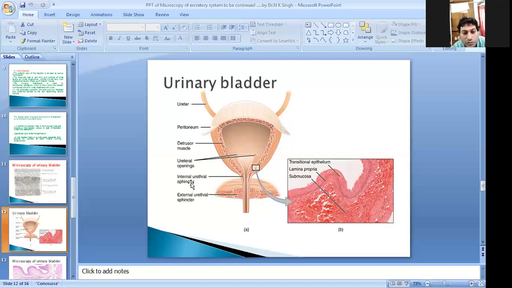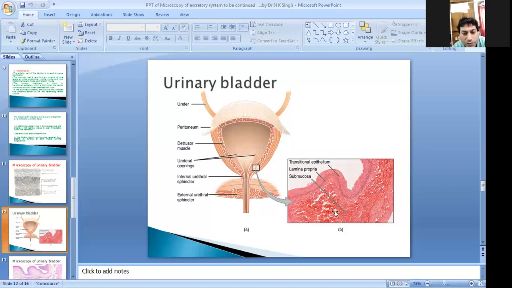Now you can see the internal urethral opening. So this is the internal urethral opening, and it is guarded by the external urethral sphincter. When these sphincters relax, the urine from the bladder will pass directly into the urethra. And when the sphincter contracts, it will not allow the urine to pass from the bladder to the urethra. So the sphincters play a role in passing the urine from the urinary bladder to the urethra. So this is a schematic diagram.